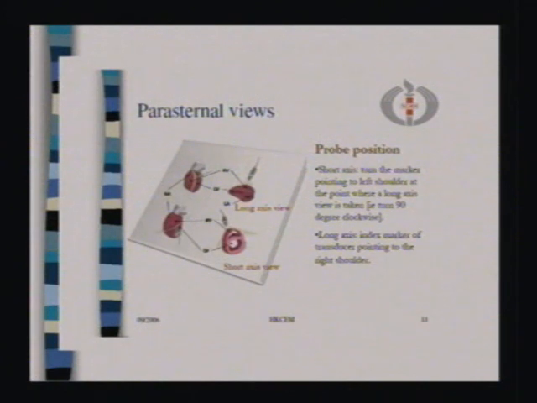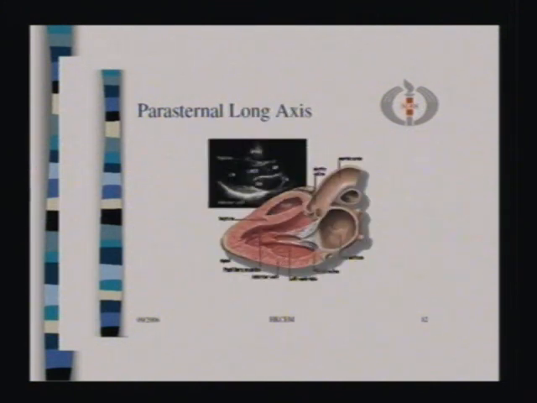Same transducer, when you turn the marker pointing to the left shoulder to about 90 degrees, you will be able to see the short axis view. And this is the cut section where you see the short axis, where you are seeing the LV and the RV in the bottom picture.